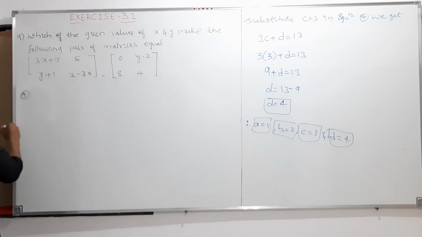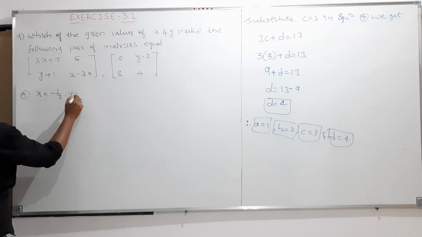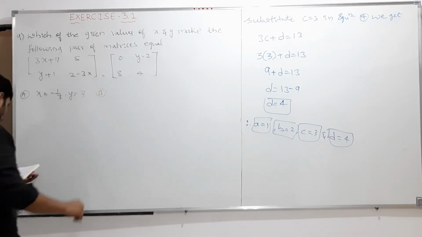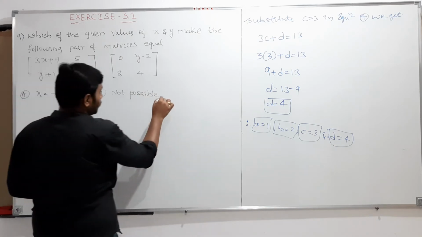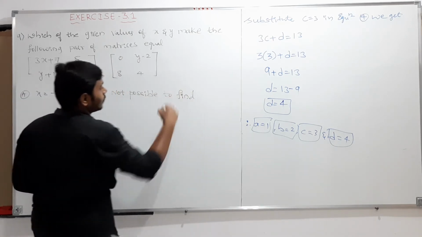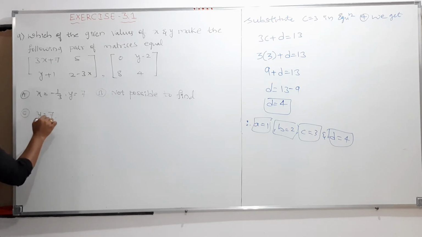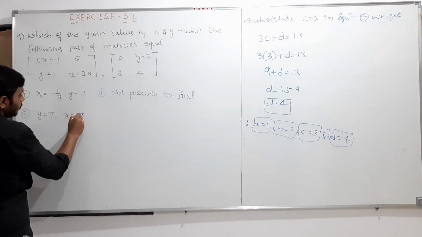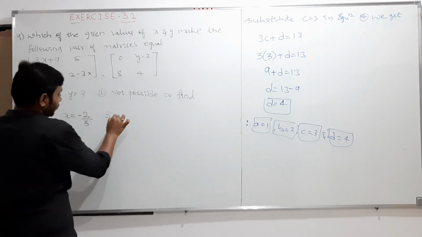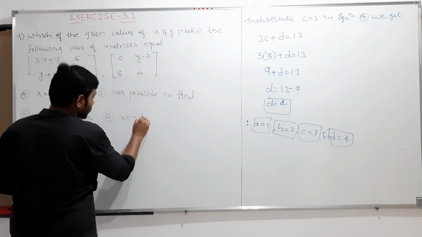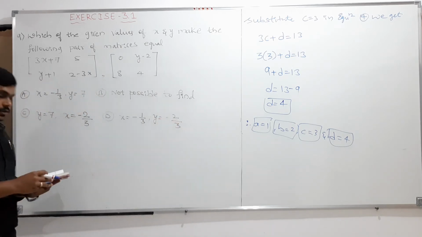The first option A is x equals minus 1 by 3, y equals 7, and the second option B is not possible to find, and option C is y equals 7, x equals minus 2 by 3, and next option D is x equals minus 1 by 3, y equals minus 2 by 3.